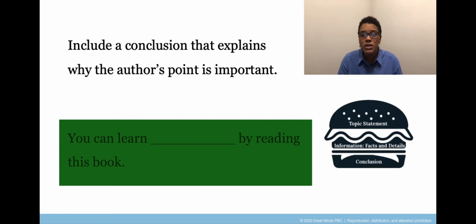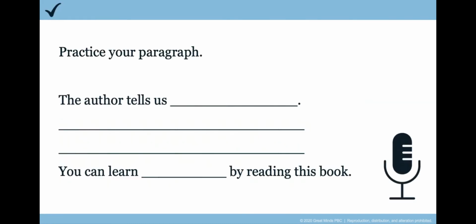Remember, you want to explain in your conclusion why the author's point is important. And one way to do this is to explain what someone can learn by reading this book. Now, what I'd like you to do is share your conclusion sentence with your learning partner. And if they're not there, just share it aloud. Okay, now you know what to write. Remember, your classroom teacher will tell you where to complete your work.